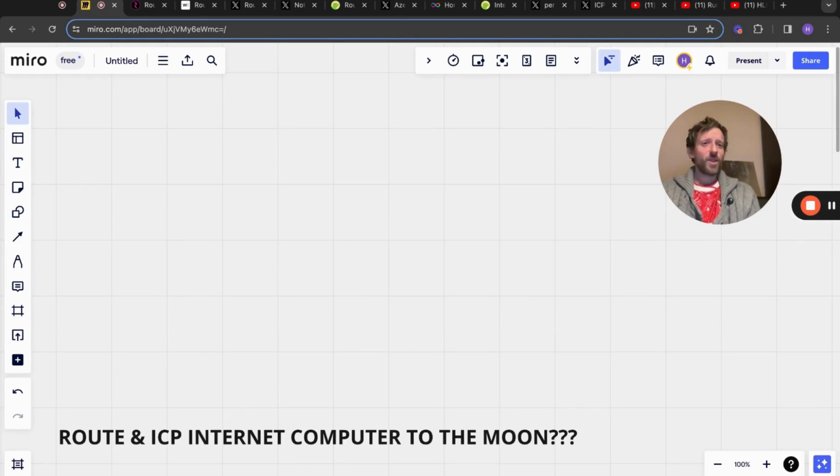So today, Router an ICP or Internet Computer to the moon. And love fly you to the moon and back. Anyone knows that song? Get it in the comments below.